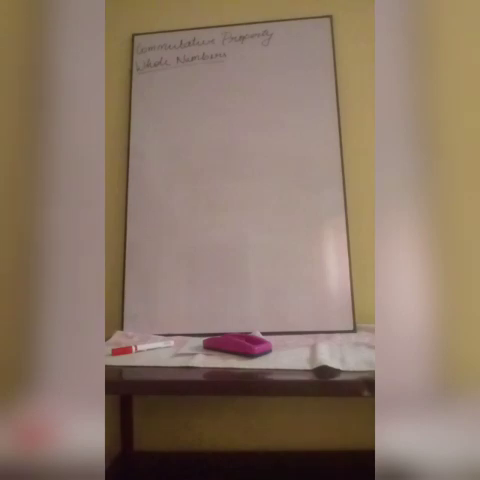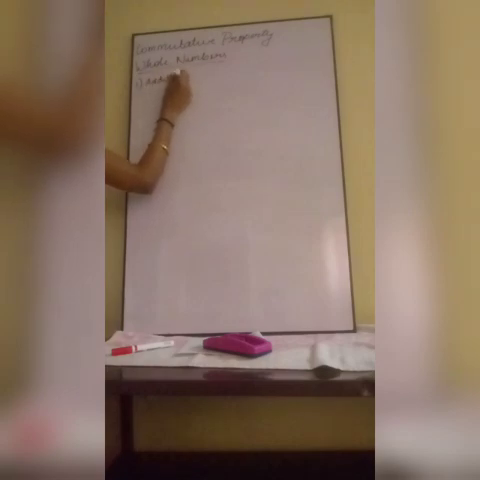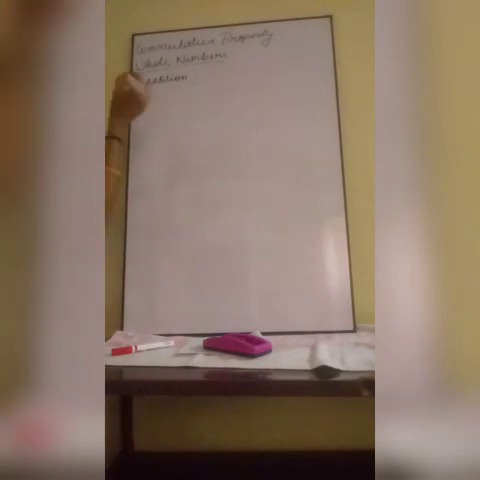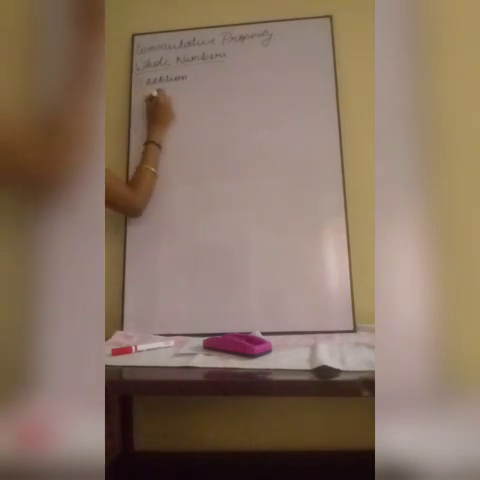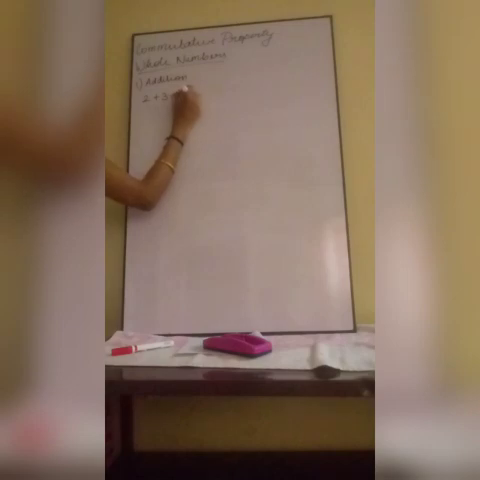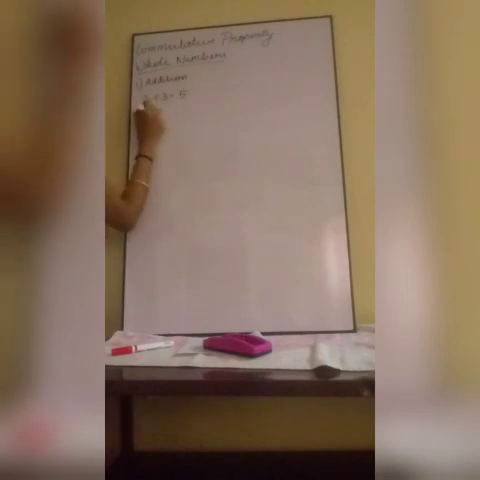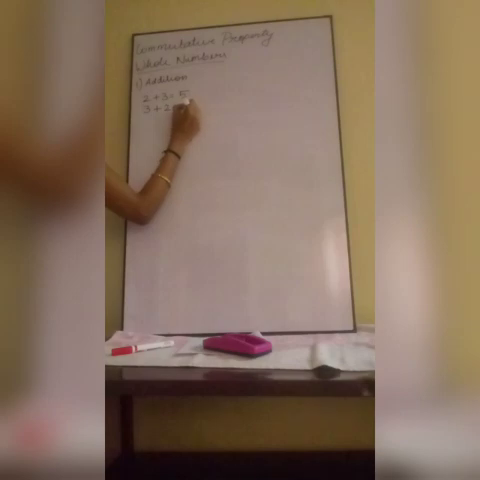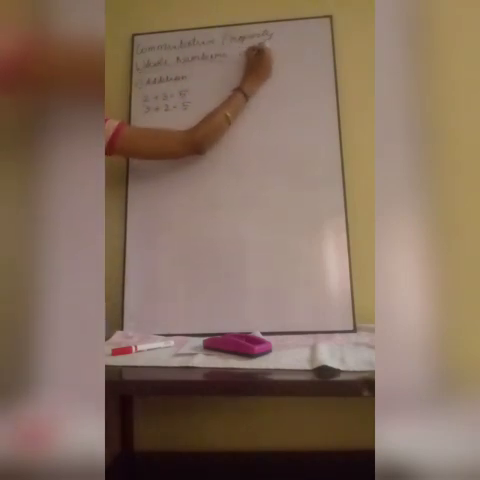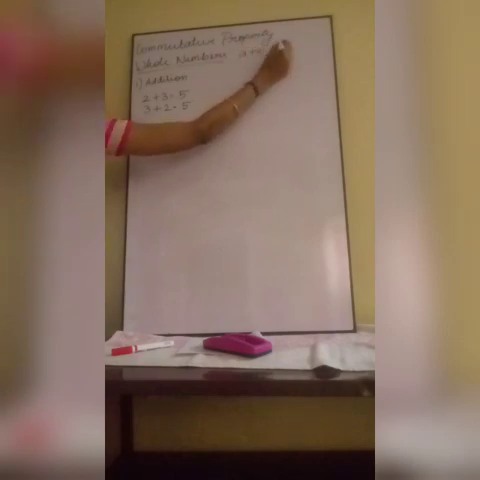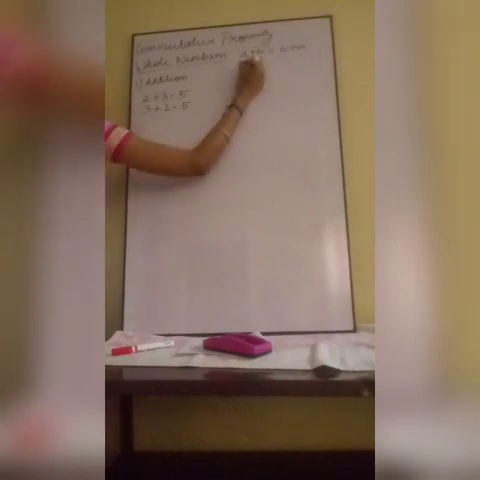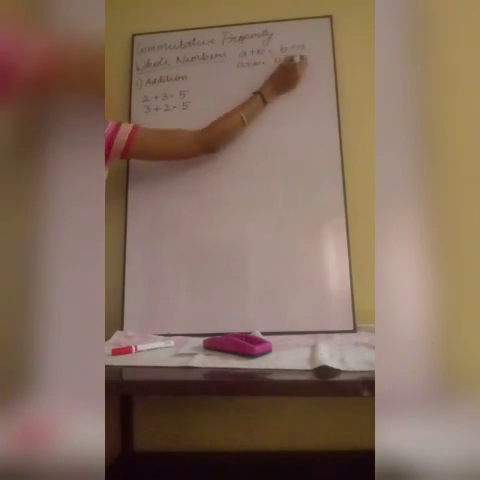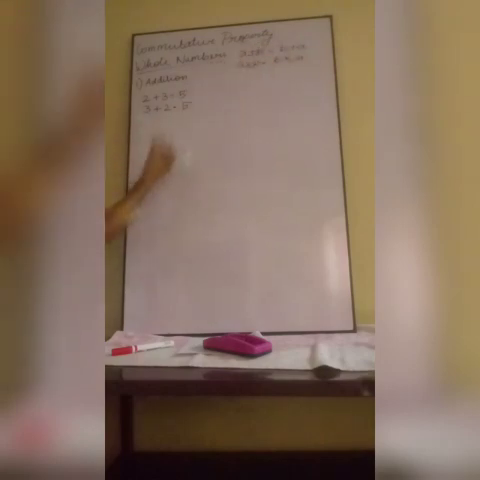First, whole numbers under addition. We are taking any two whole numbers and adding them, like 2 plus 3, the answer is 5. Likewise, 3 plus 2, your answer is also 5. Which means the commutative property is a plus b equals b plus a, or a into b equals b into a. This is for addition, this is for multiplication.